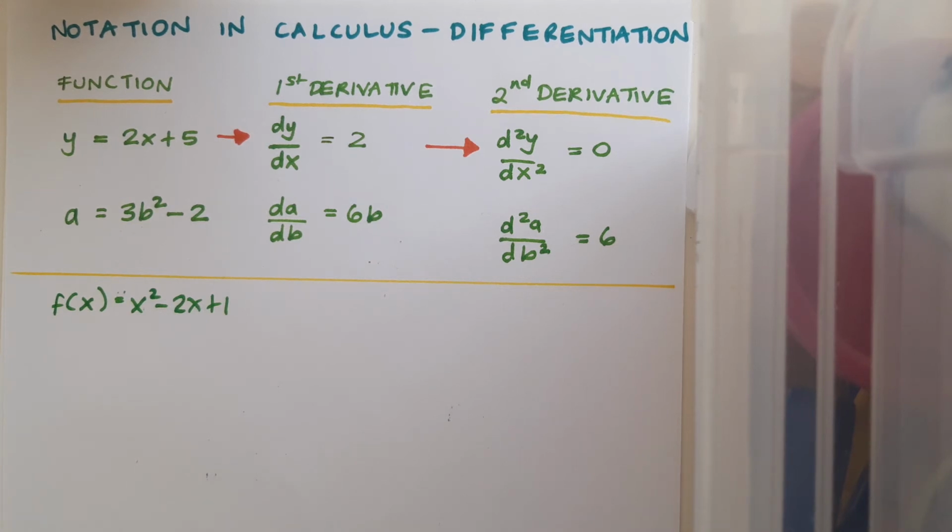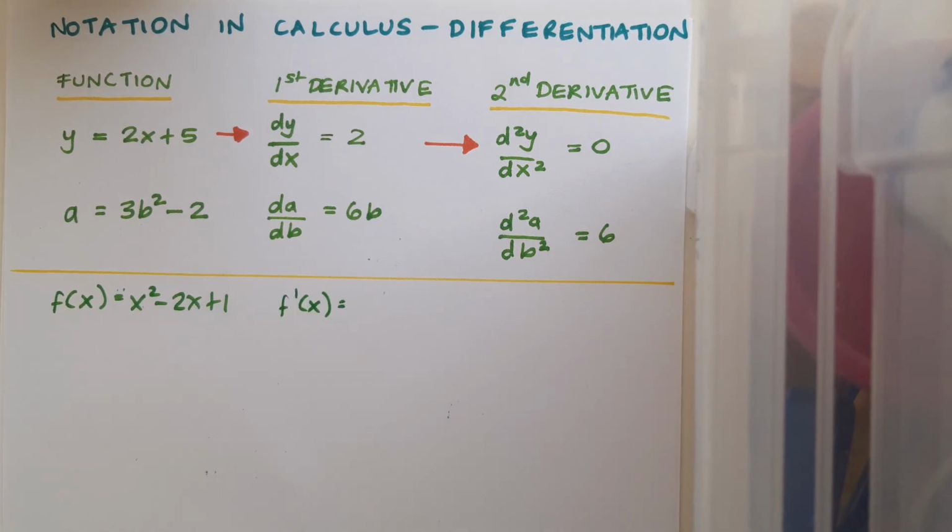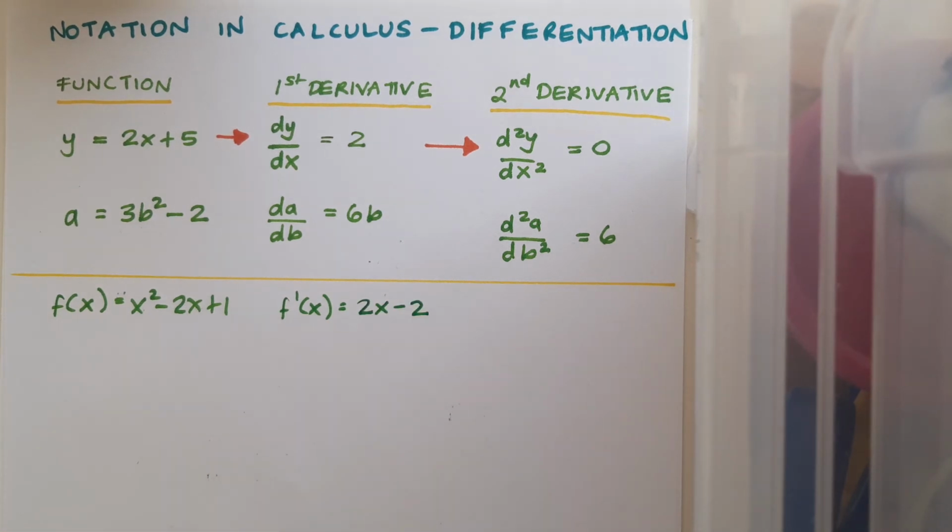If I differentiate this, I don't call its first derivative dy over dx because I don't have a y in the name of my function. I use a different type of notation instead completely. I call my first derivative f dash x. This means the exact same thing as dy dx, it's just a different way of writing it. In this case, when I differentiate, I get 2x minus 2. Notice how the process is exactly the same as it always has been. It's just that the name that I use looks a little bit different from dy dx.